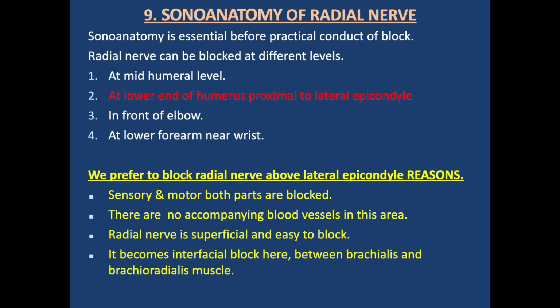We prefer to block the radial nerve above the lateral epicondyle, for reasons. Number one, sensory and motor parts are both blocked, in the arm and in the hand. There are no accompanying blood vessels in this area. The radial nerve is superficial and easy to block. It becomes an interfacial block here, between the brachialis and brachioradialis muscles.